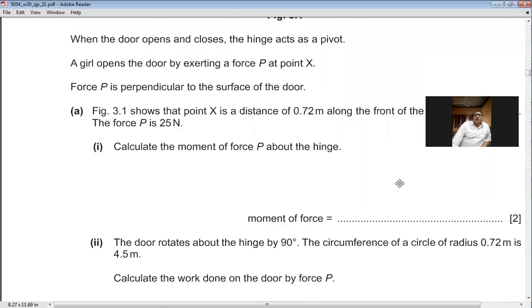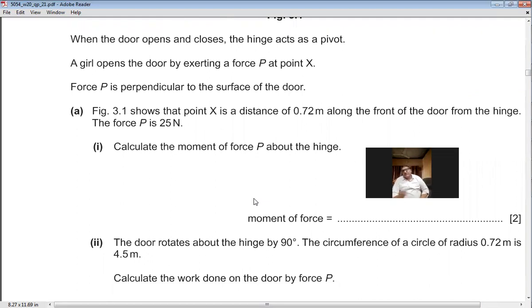When the door opens and closes, the hinge acts as a pivot. A girl opens the door by exerting a force P at the point X. Force P is perpendicular to the surface of the door. Figure 3.1 shows that point X is a distance of 0.72 meter along the front of the door from the hinge. The force P is 25 Newton. Calculate the moment of the force P about the hinge.